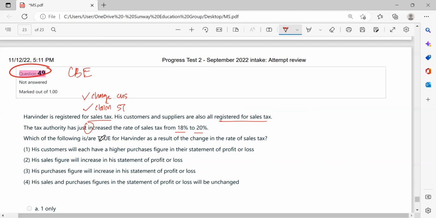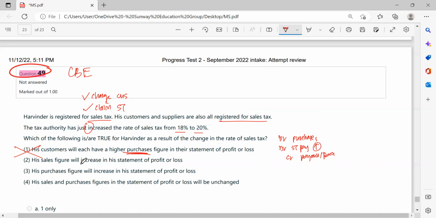Number 1, his customer will have an even higher purchase figure in their SOPL. Nothing to do with purchases. When his customer records purchases, his customer records debit purchases, debit sales tax payable, credit payable or bank. So if the sales tax percentage increases, it only increases the sales tax payable account. Your purchases account has no change unless the cost increases.